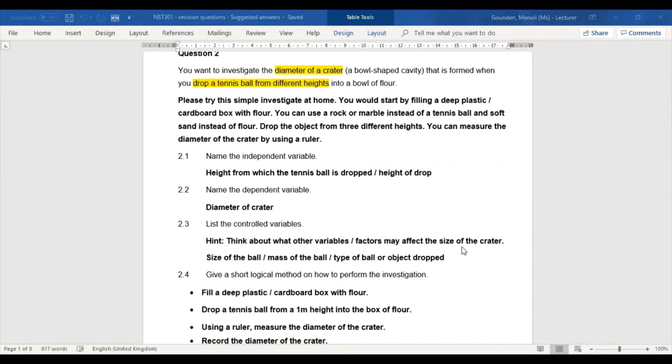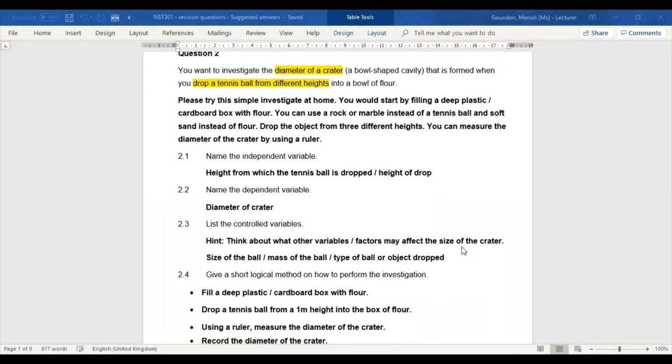So if I chose to start by dropping a tennis ball, specifically a tennis ball from different heights, I need to use that same tennis ball at different heights. I can't start with a tennis ball at 1 meter, decide to go to a marble at 60 centimeters, and then go on to use a rock at 30 centimeters. In that case, the investigation would not be fair. The test would not be fair, the investigation would not be reliable.